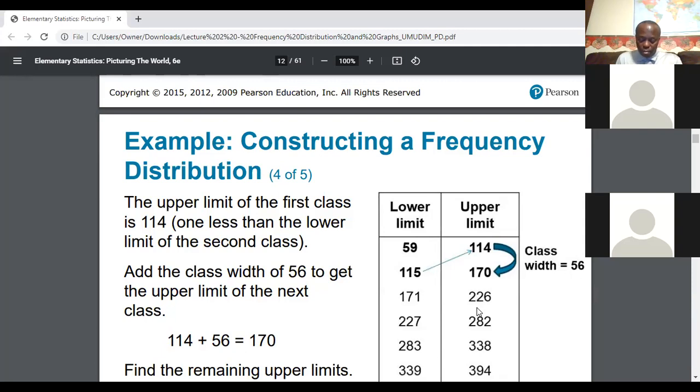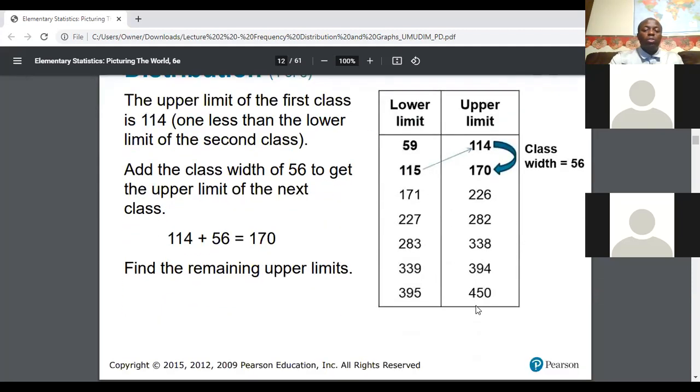And then I'll show you how I can get this: 59 to 114, 115 to 170, 171 to 226, 227 to 282, 283 to 338, 339 to 394, and 395 to 450. So 1, 2, 3, 4, 5, 6, 7. So I'm gonna take you to our workbook where we can put these numbers in.